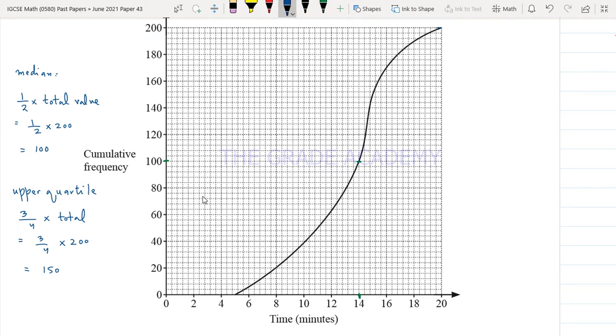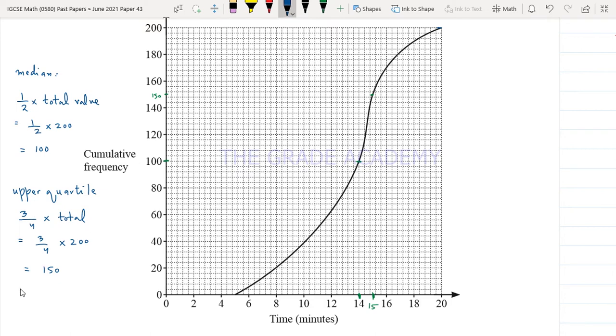is the cumulative frequency, which lies somewhere here, between 140 and 160. Again, this is not our upper quartile. This is just the cumulative frequency. So our upper quartile will be the value corresponding to this 150 from the graph, and it will lie on the x-axis. So on the x-axis, this value over here is 15. So our upper quartile will be 15.